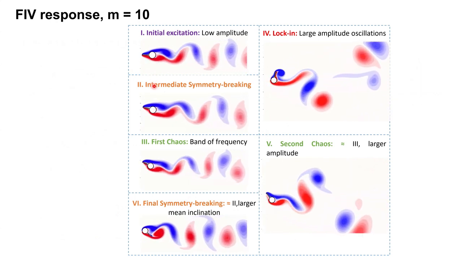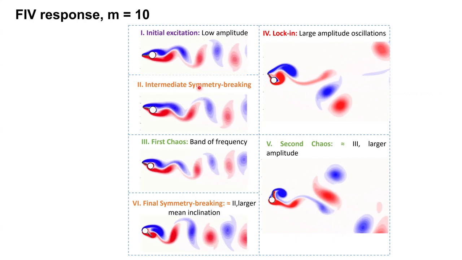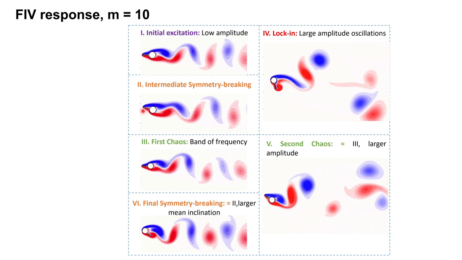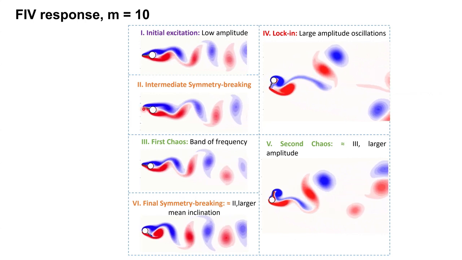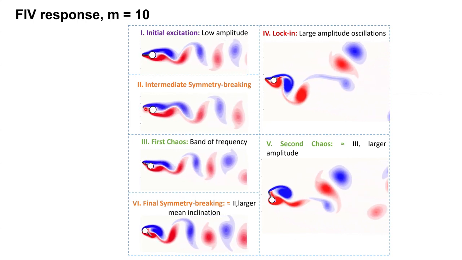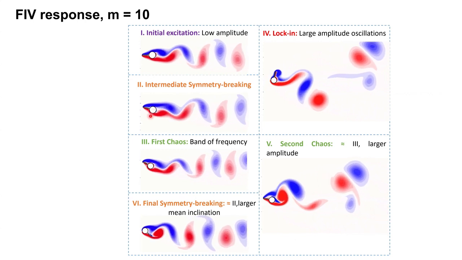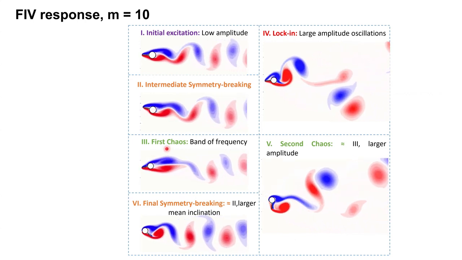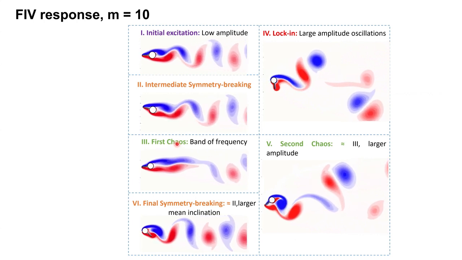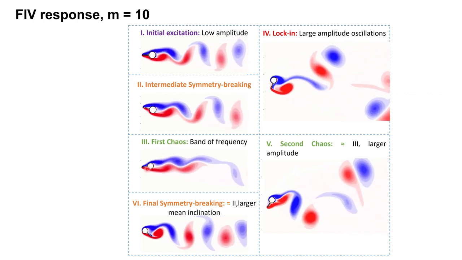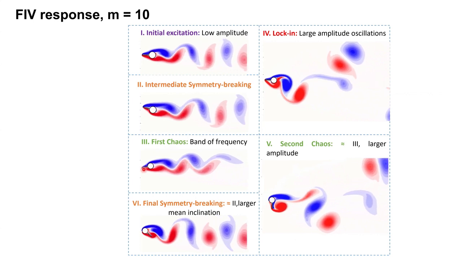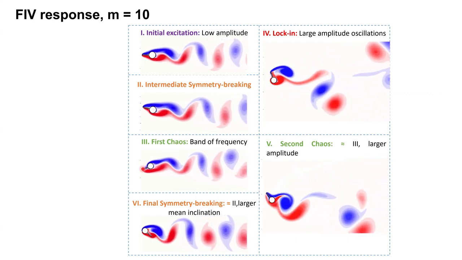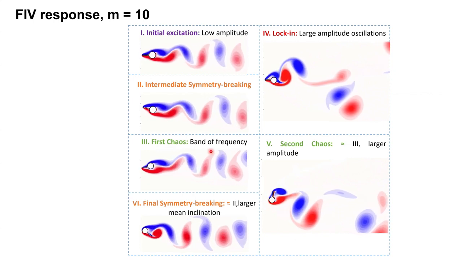Here you have the so-called intermediate symmetry breaking. The plate kind of breaks symmetry slightly away from its mean position. Now it's vibrating, but not at its mean position, right? And you can see a slight change in vortex shedding. Now what we discover also is called chaos. So you can see the plate is just vibrating without any harmonic frequency, so it's vibrating randomly. We'll discuss more about that later.